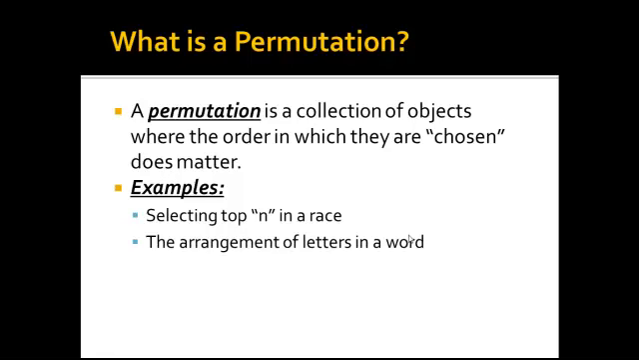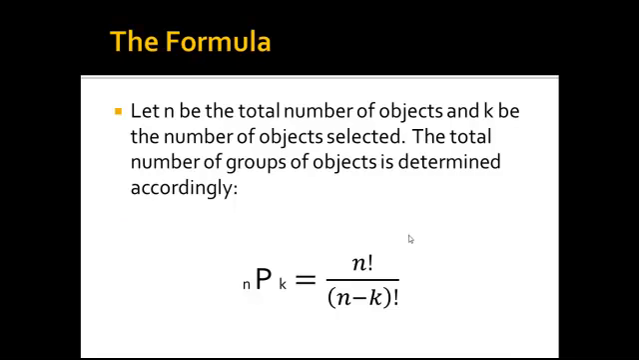A permutation is a collection of objects where the order in which they are chosen matters. Case in point, selecting the top N in a race, or the arrangement of letters in a word. Obviously in dog, if you switch the D and the G, you have something totally different. You have god. So it does matter what order we put letters in a word. This is our formula.